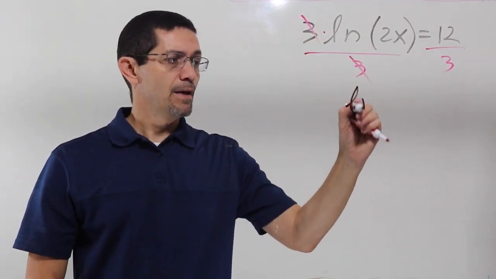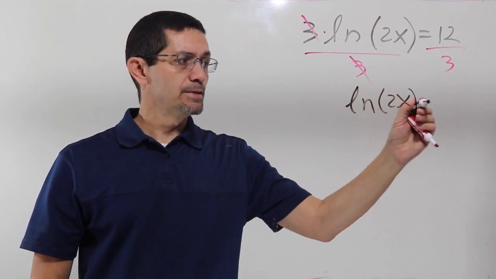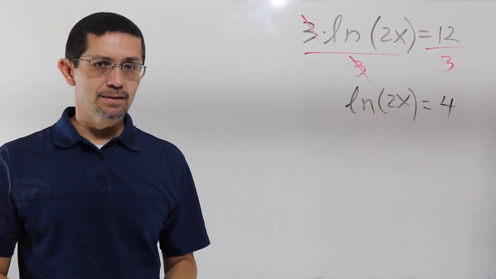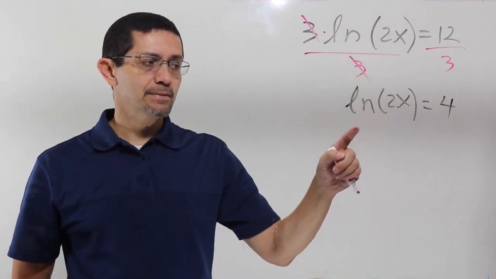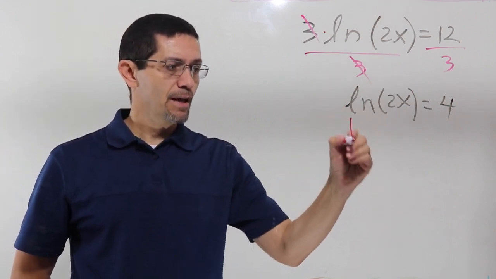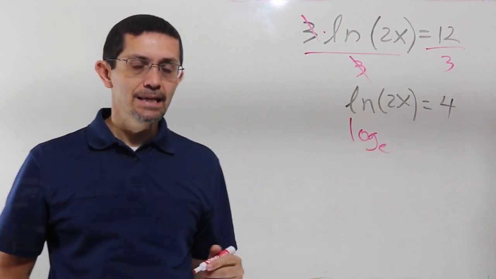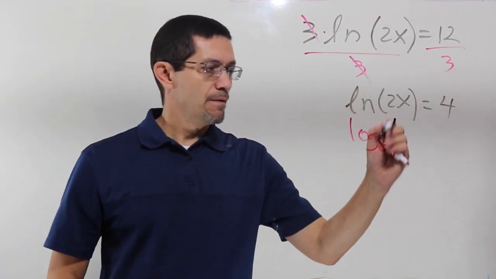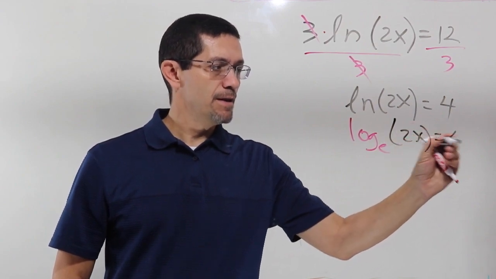Now I have ln of 2x equals 4. Now I only have one natural log. But again, what is my base? So let's rewrite natural log as log base e. Remember, ln is the same as log base e, of 2x equals 4.